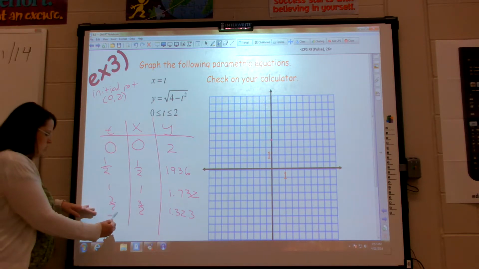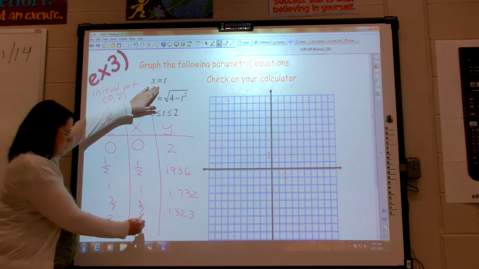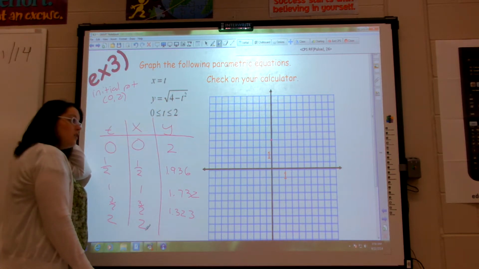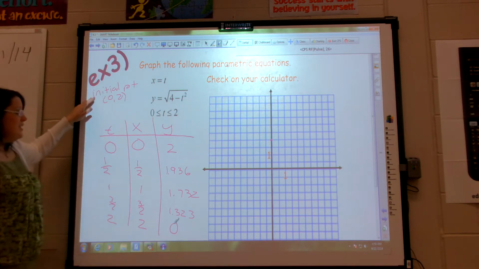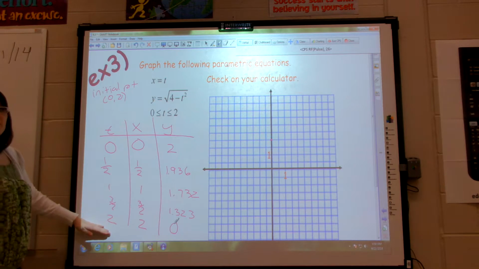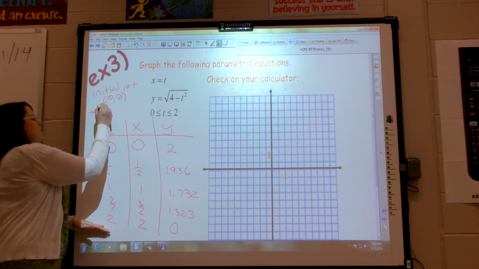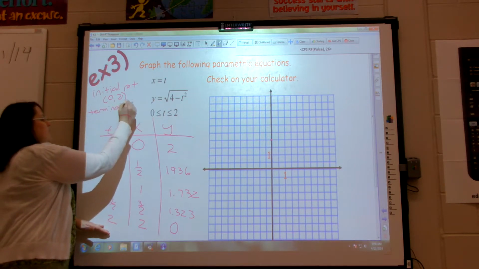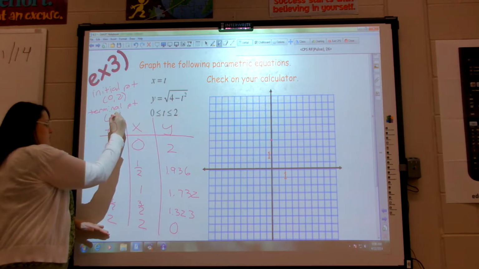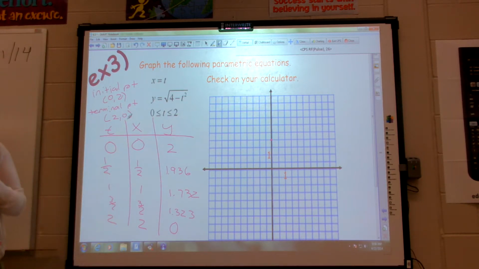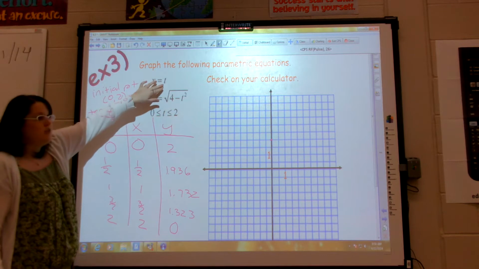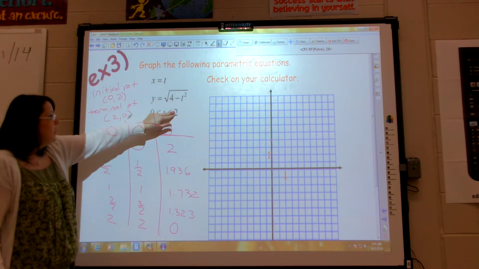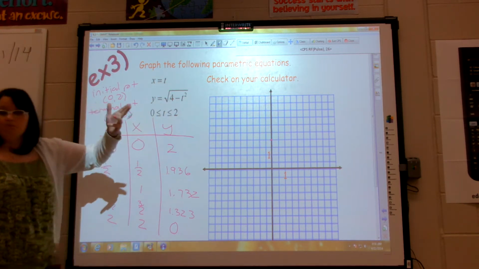Okay, and then finally 2. When I plug it in, what do I get here? 0. New word. The initial is when I started; this is my stopping point, we're going to call it the terminal point. The terminal point is 2, 0. So if I ask you for your initial, you don't have to graph all of it to find this, right? If I ask you for initial, you plug in your starting t. If I ask you for terminal, you plug in your ending t.